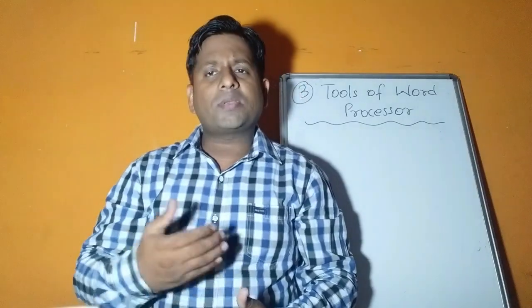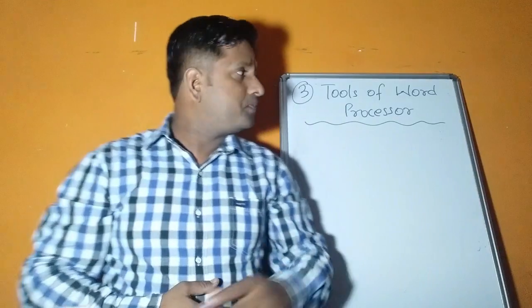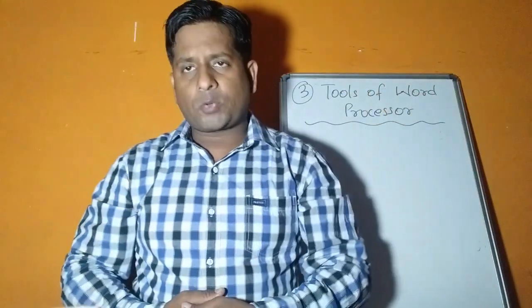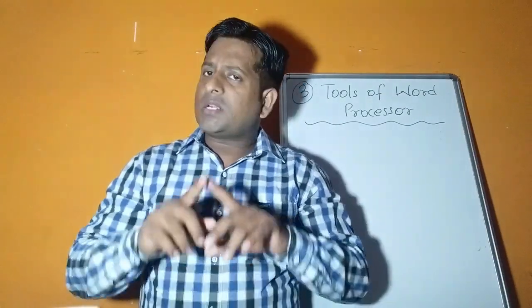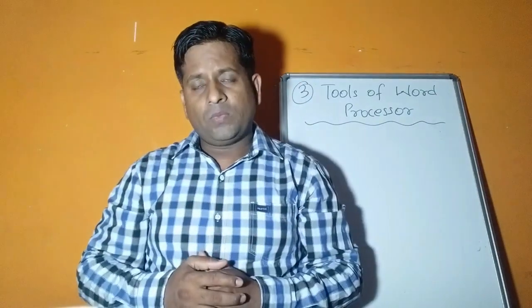Children, in the previous class, we already started chapter 3 and we discussed some points. The name of chapter 3 is Tools of Word Processor. As I have already told you, what exactly is a word processor? It is a text processing application software which has two important features, that is formatting and editing.